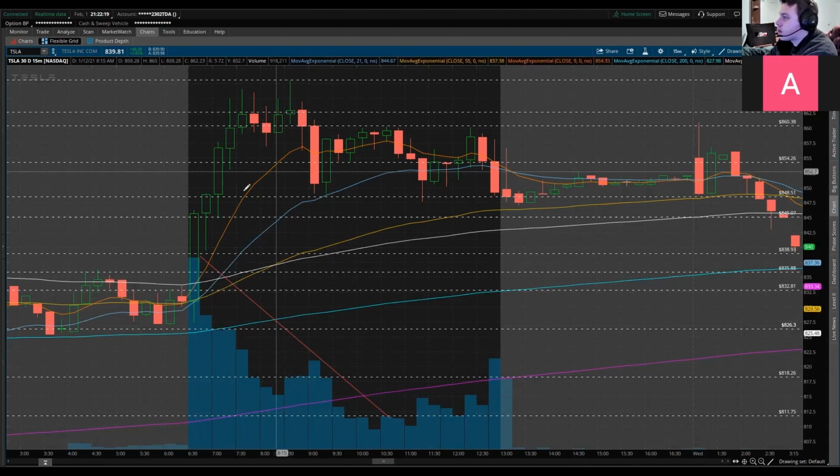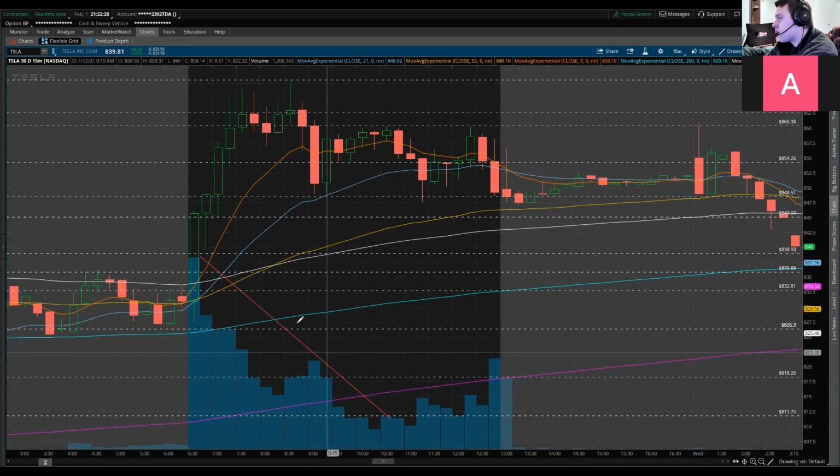So that's your third indicator. The only indicator you're really using is EMAs. Price level is just like a chart tool. Same with this trend line for volume.